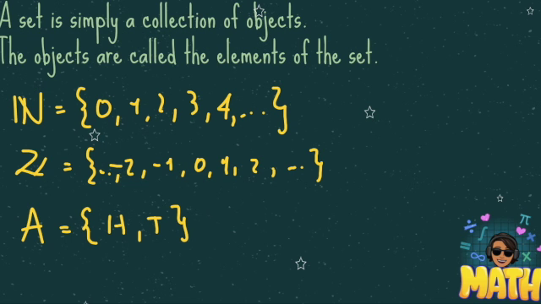So if we want to say that an element belongs to a set, we're going to use this symbol, which represents that something belongs to something else, right? Let's say, for example, 5 is a natural number. If we want to say that 5 belongs to the set of natural numbers, we're going to write 5 belongs to the set, which is the natural numbers, right?